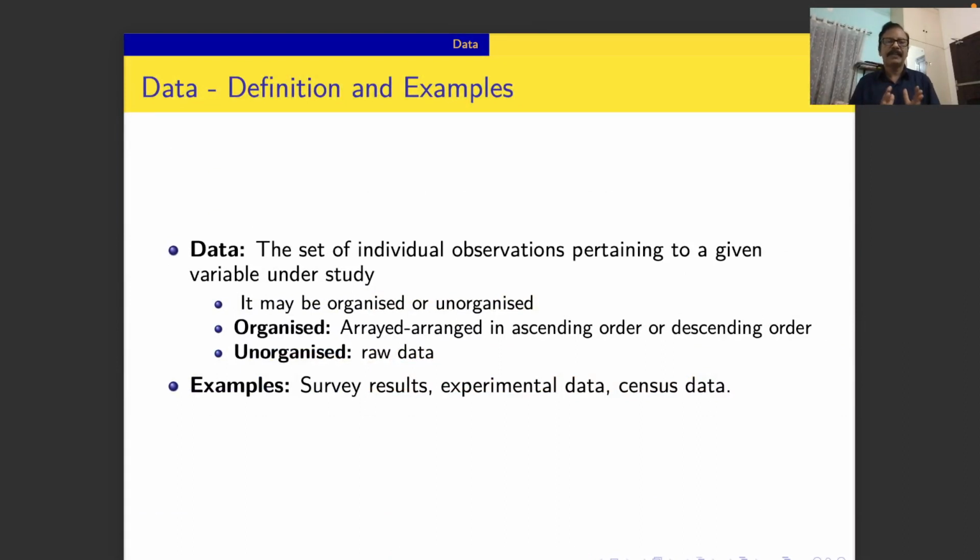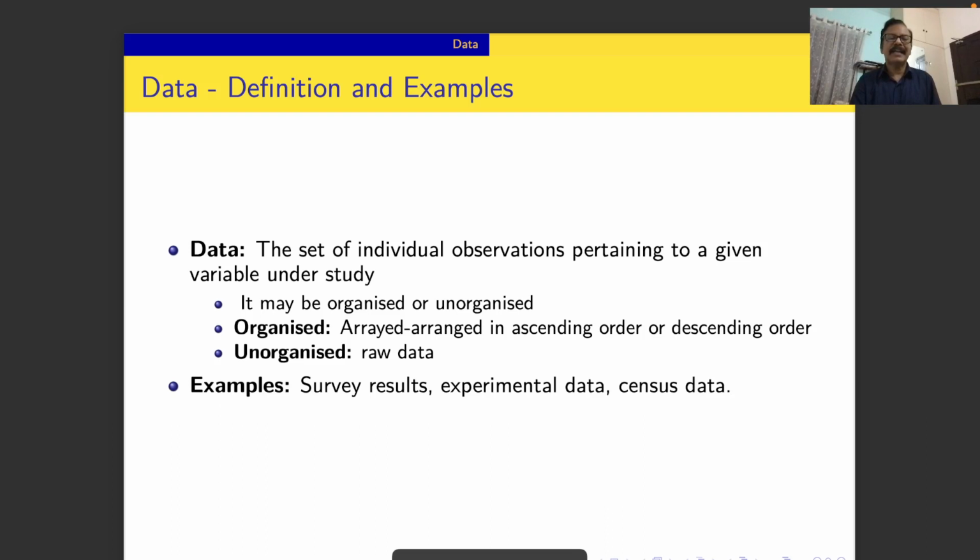Data is quite relevant and important, and it is also connected to the variable. A set of individual observations pertaining to a given variable under study are called data. Data may be organized or unorganized.